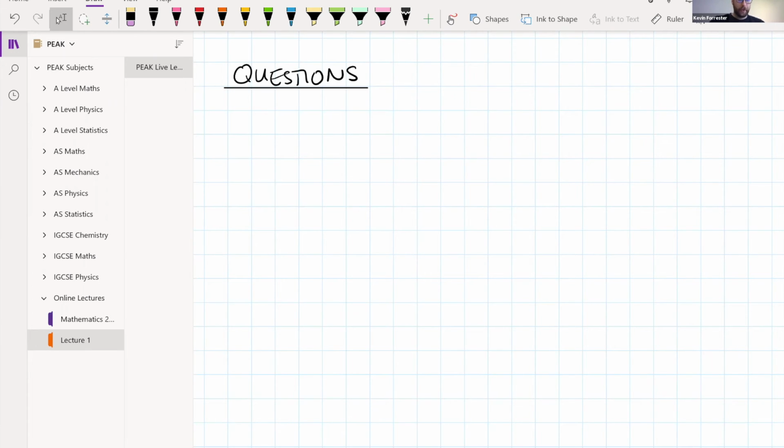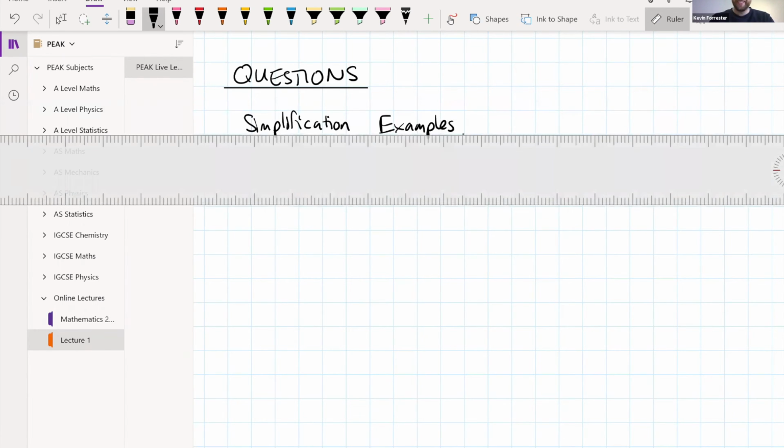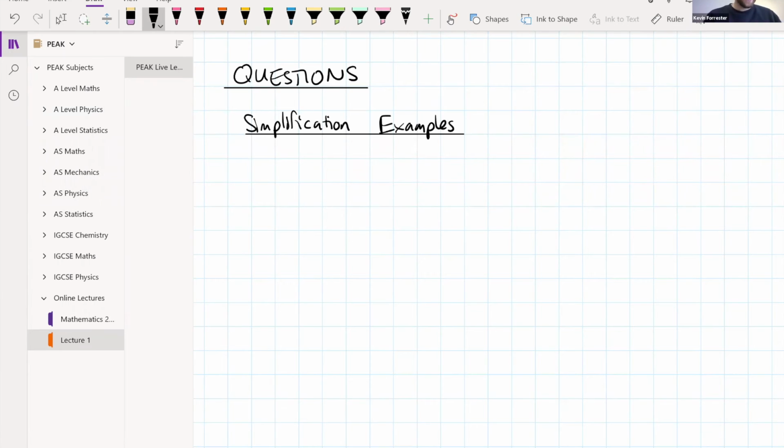Okay, well, while we're waiting for some questions, may as well do some questions on my side. So let's take a look at some simplification examples. Oh, I just got a question. How exciting. Right. So, got a simplification question, and just so happens that I'm doing a simplification example.